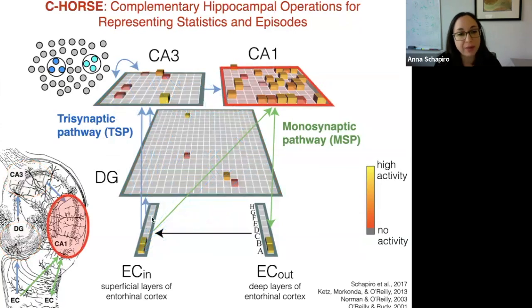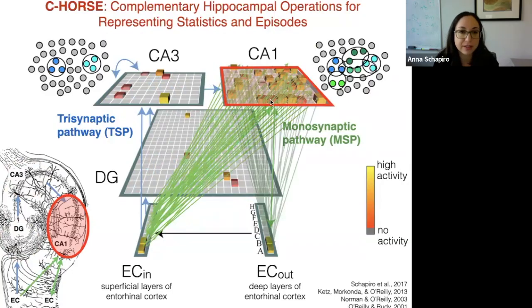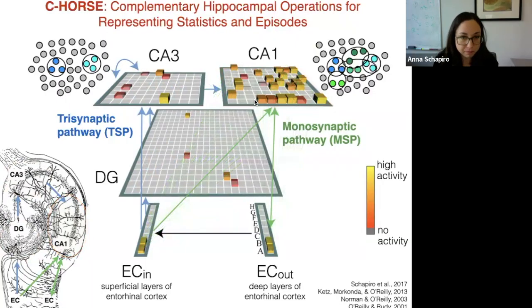So that's the trisynaptic pathway. But then there's this pathway that runs straight from entorhinal cortex to region CA1. That's the monosynaptic pathway. And this pathway seems to have some different properties. It has less extreme pattern separation, which is probably related to differences in its connectivity. It also seems to have a slower learning rate than the trisynaptic pathway.